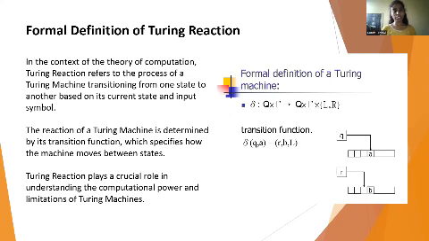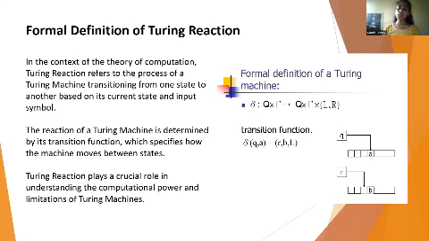Formal definition of Turing reaction. In the context of the theory of computation, Turing reaction refers to the process of a Turing machine transitioning from one state to another based on its current state and input symbol. The reaction of a Turing machine is determined by its transition function, which specifies how the machine moves between states. Turing reaction plays a crucial role in understanding the computational power and limitations of Turing machines.